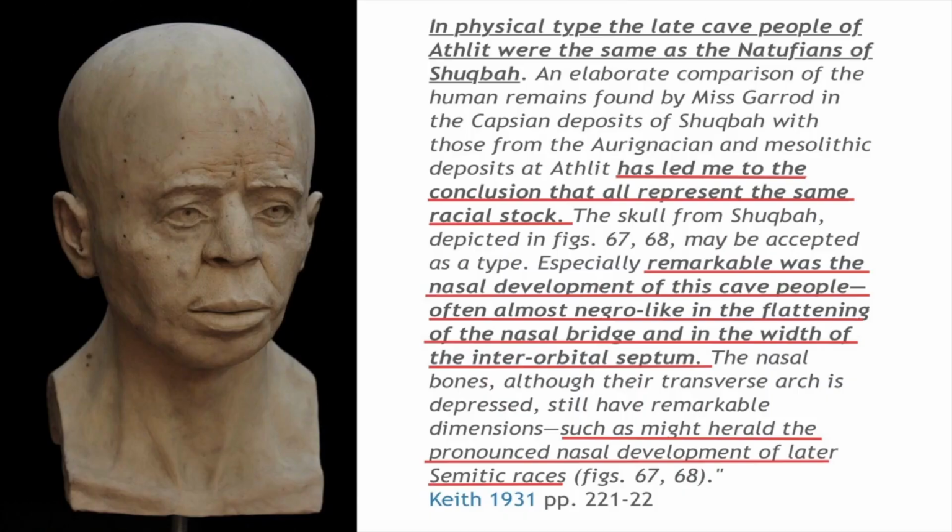And this is from Keith 1931. He says, this has led me to the conclusion that all represent the same racial stock, talking about the Natufians. Remarkable was the nasal development of this cave people, often, most likely Negro-like in the flattening of the nasal bridge and in the width of the interorbital septum, such as might herald the pronounced nasal development of later Semitic races. And so basically, he's saying that the nose of the Natufians is very similar to a Negro, with flattening of the nose, and that this nose structure may have later developed into the Semitic races that the Natufians were the ancestors of.